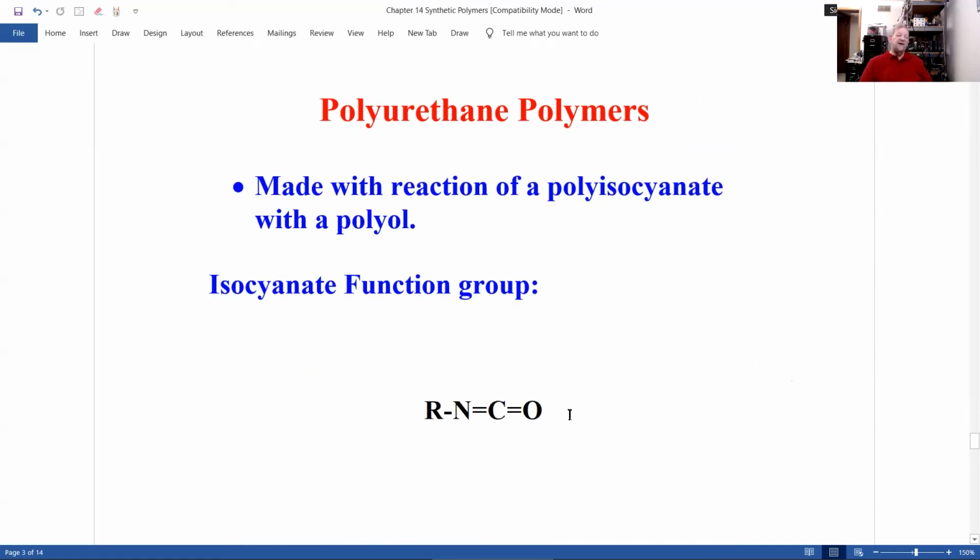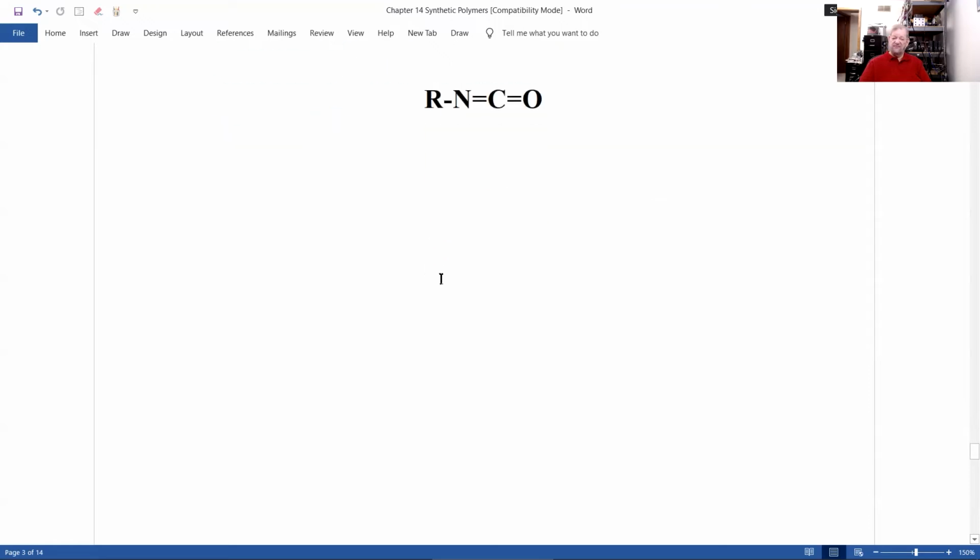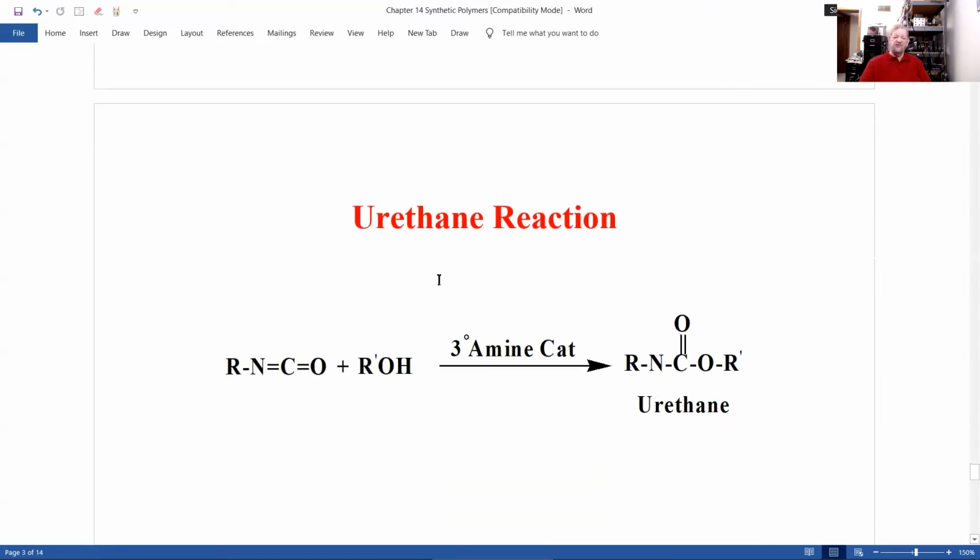Now, here's an area I know a little about. I have about 8 patents in this area, and that's polyurethane polymers. This is made in reaction with an isocyanate and a polyol. Now, what's an isocyanate? It's this functional group. And this is very, very reactive with water or with alcohols. You take an isocyanate, react with an alcohol.